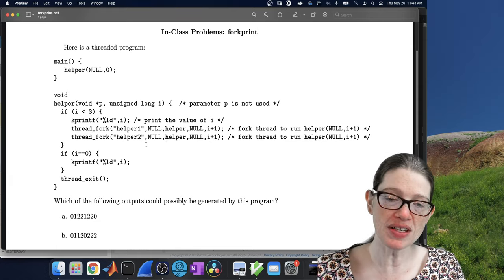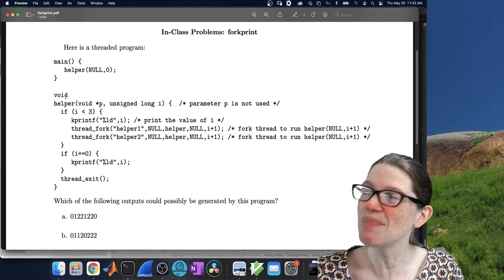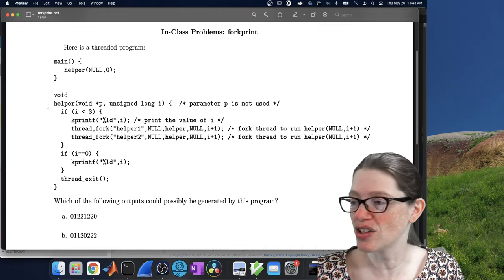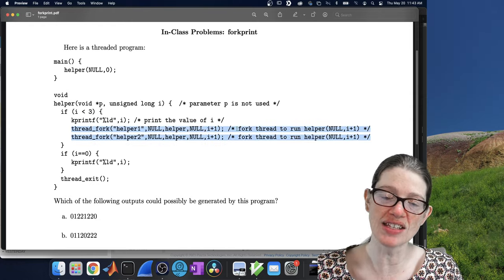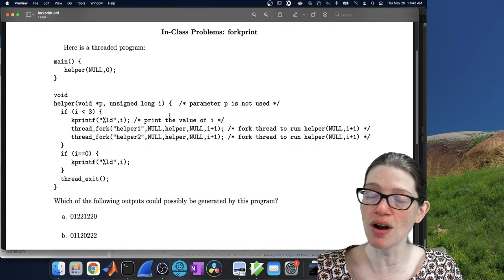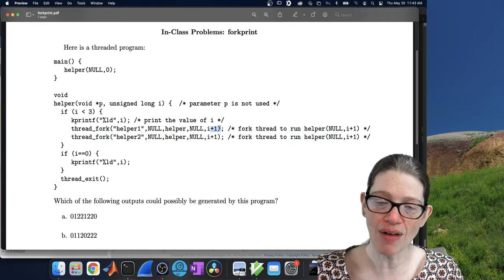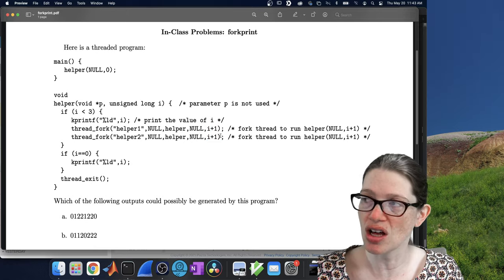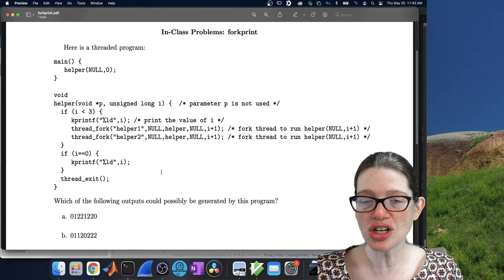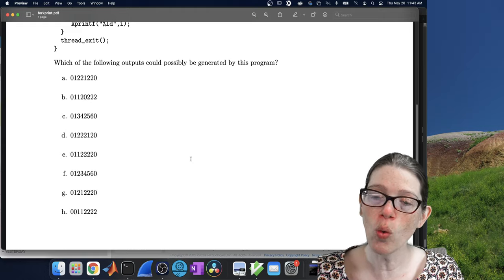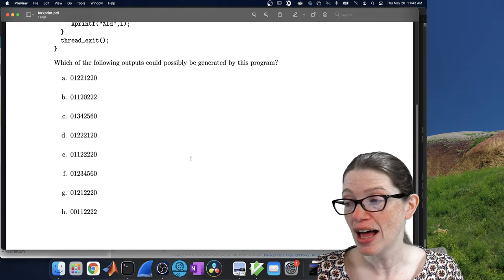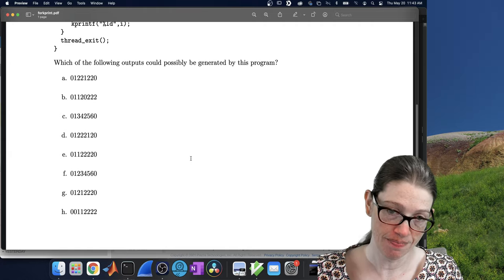So we've got this helper function here. Oh, I hate calling things that. But I guess that's what this function's actually named. And for each time this function runs, we are going to fork 2 new threads. And each of those threads is also going to run helper. And then we're going to increment the value of I each time that we do it. And the question is, given this little snippet of code that you see here, of the following outputs, which ones are possible and which ones are not.